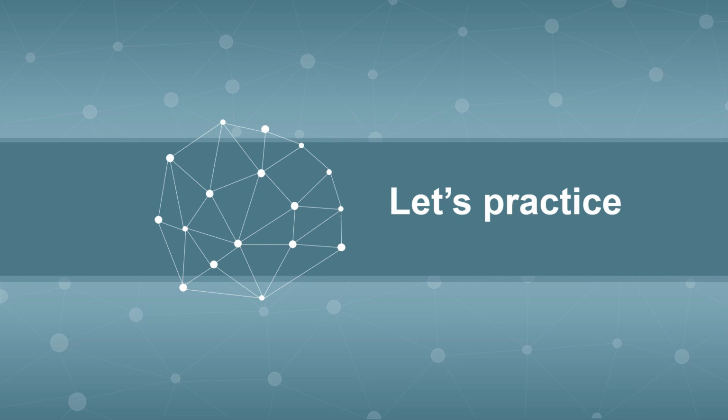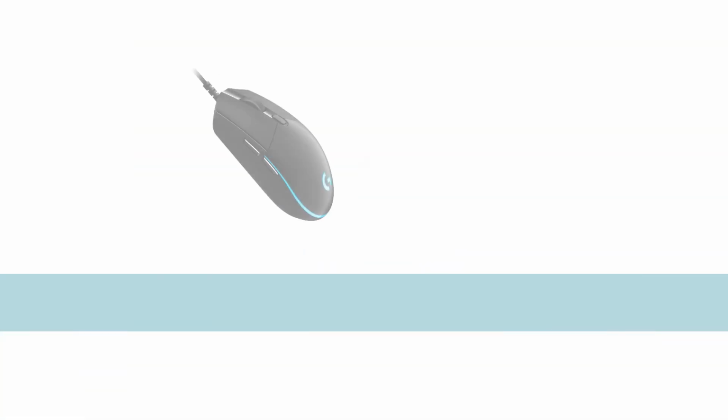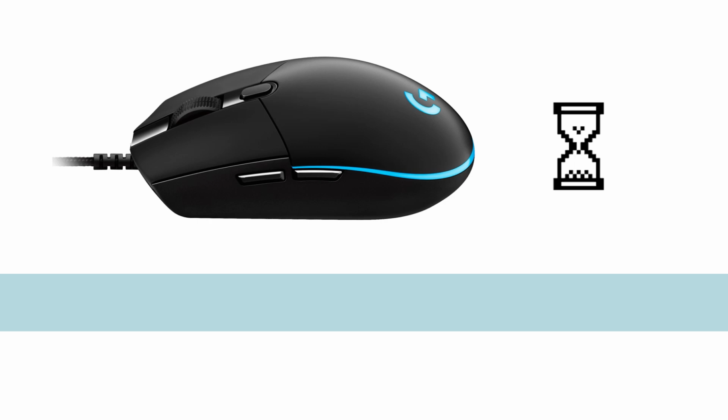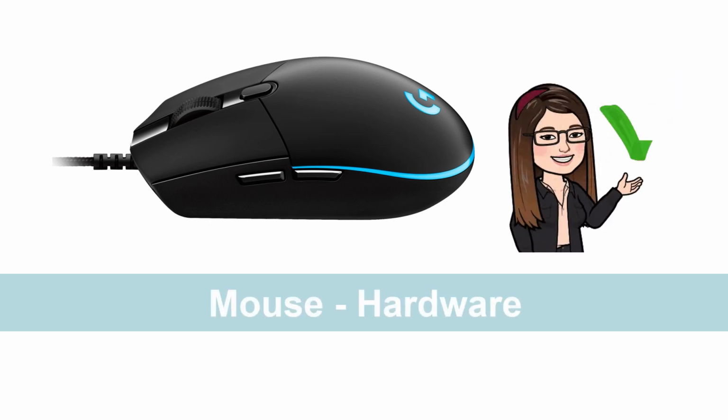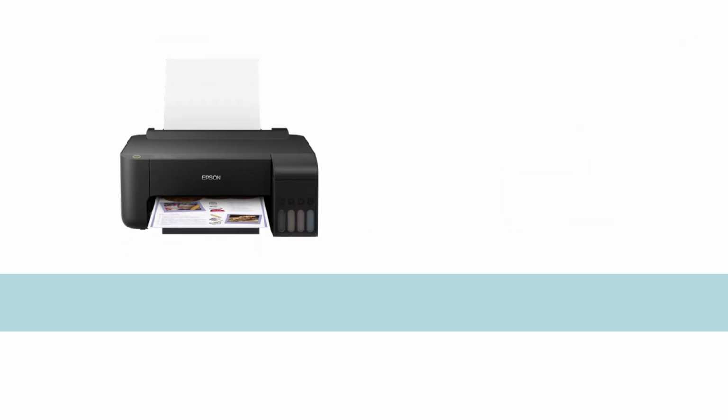Now, let's practice what we have discussed. Identify the picture as hardware or software. For the first picture, yes, mouse is an example of hardware. Next. Yes, computer game is an example of software.